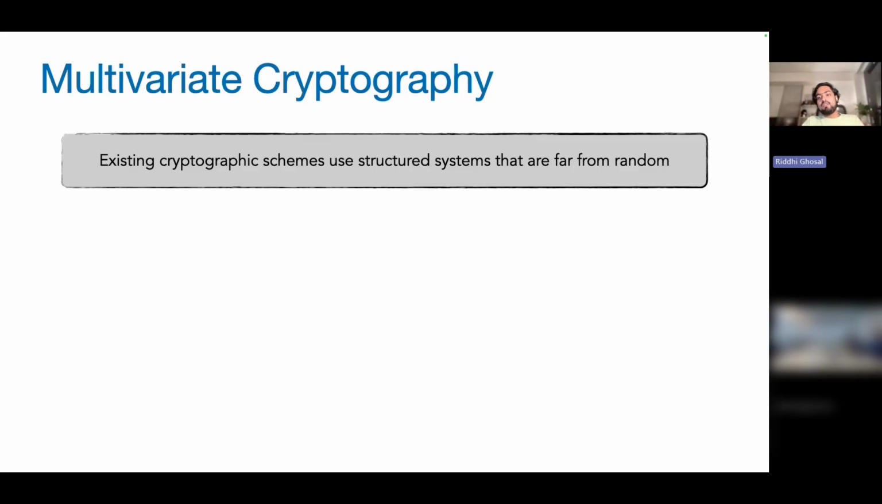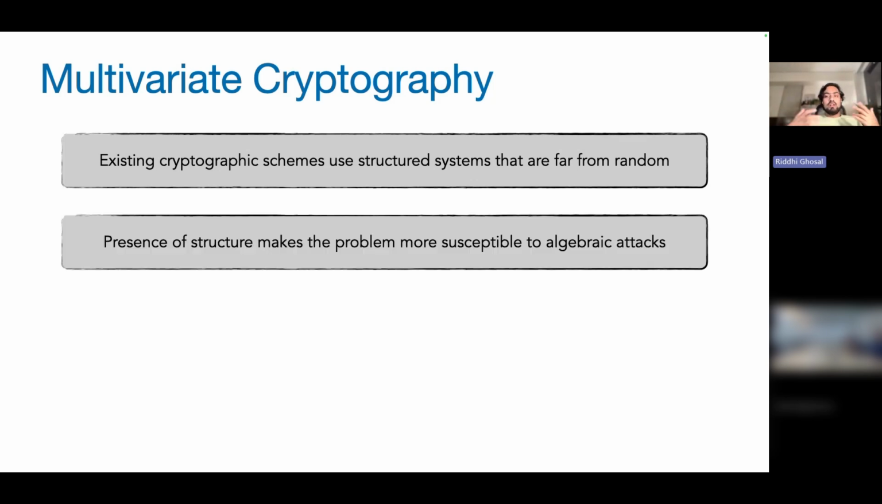So at the end of the day, you have to use a much stronger assumption by relying on some structured polynomials. And what sort of structure are we looking at? I'm going to give a brief example in the next few slides so that we get a flavor of what happens here, right? So these are structured systems and not truly random polynomials.